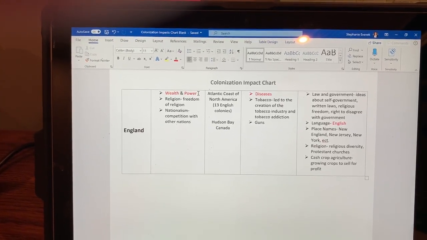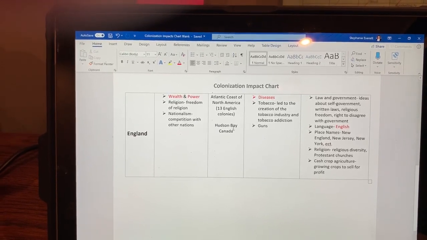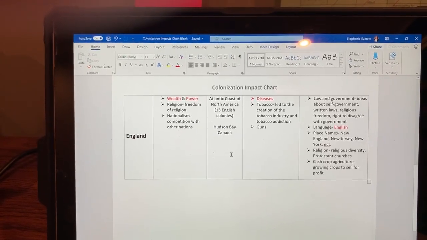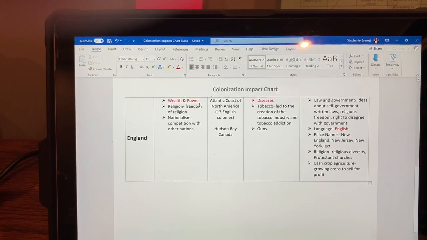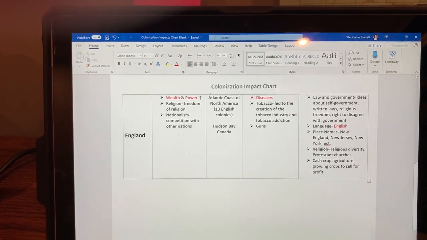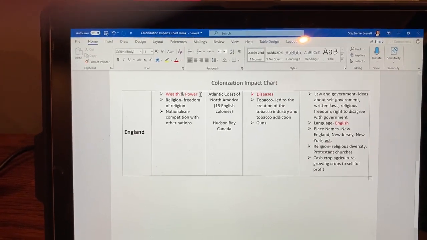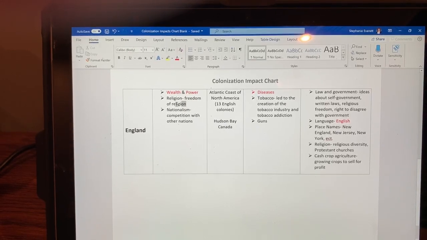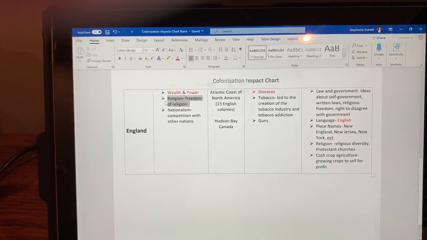They wanted gold, but the regions where they settled, there wasn't as much gold. But they found that some of the crops and things that they got access to actually ended up being way more valuable than the gold and silver. Religion. This is different. This is important to note.